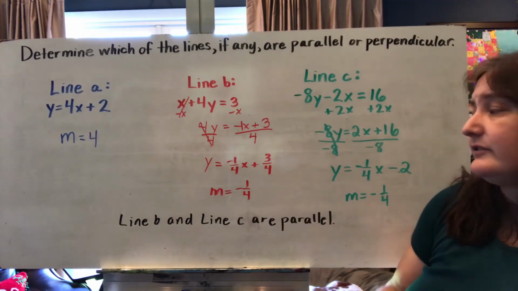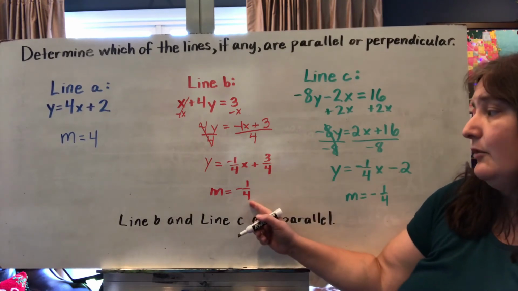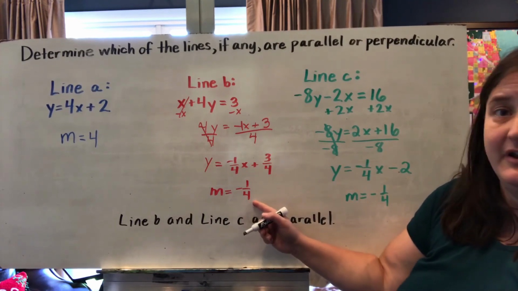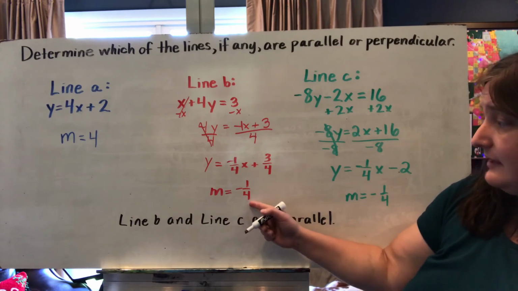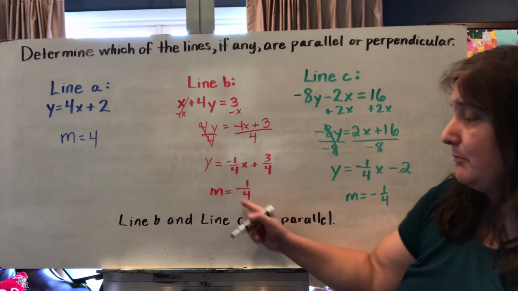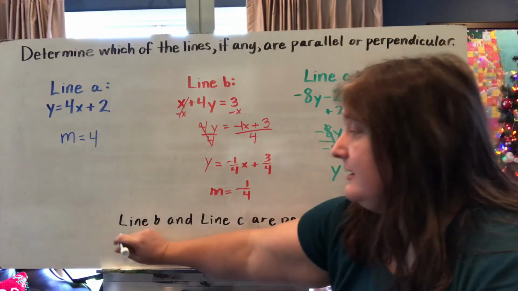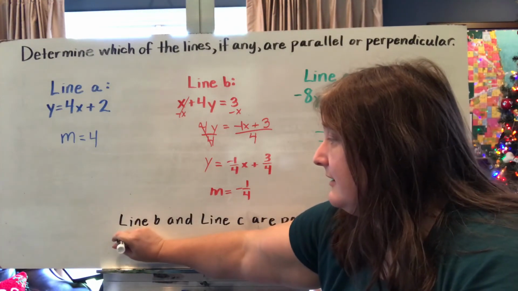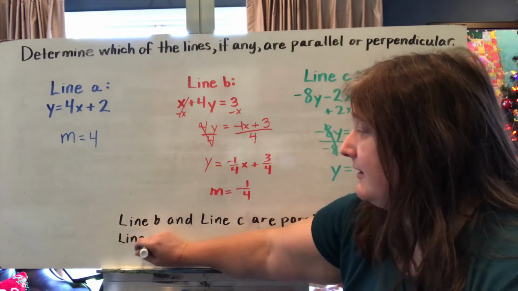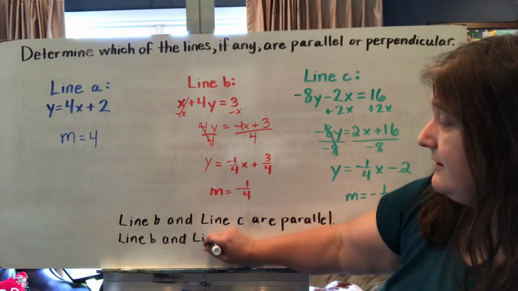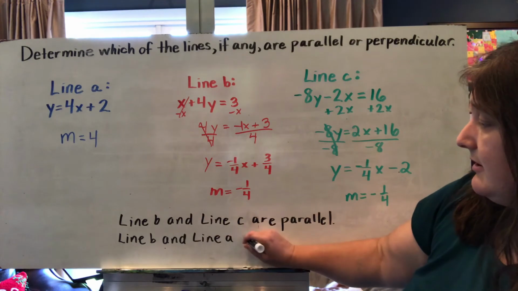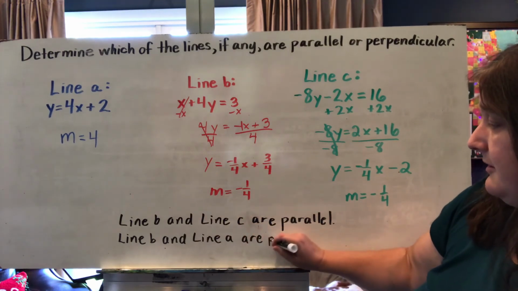Now the negative reciprocal of this guy would be negative 4, or positive 4. So this line is actually going to be perpendicular to line A. So line B and line A are perpendicular.